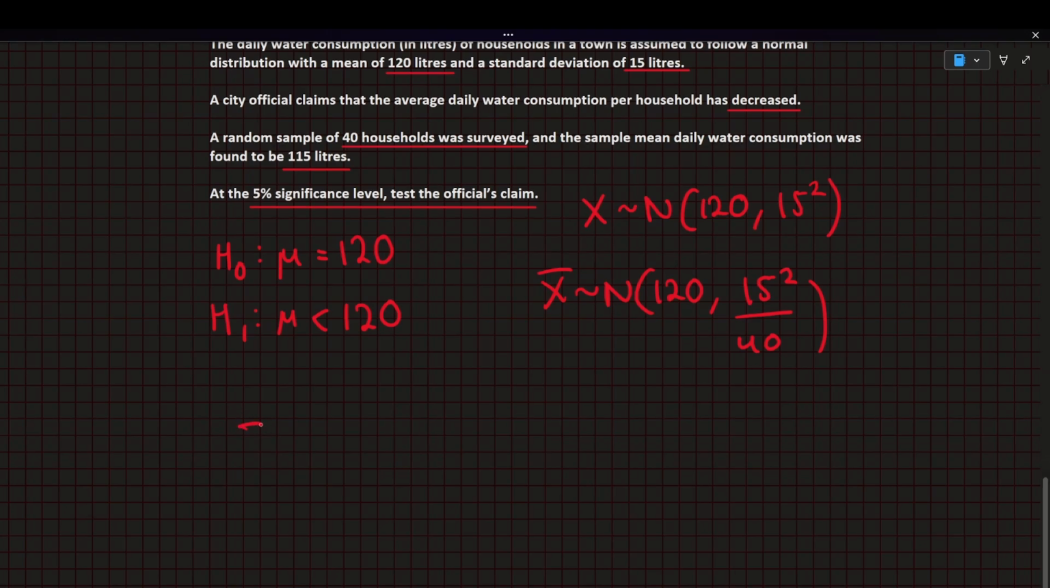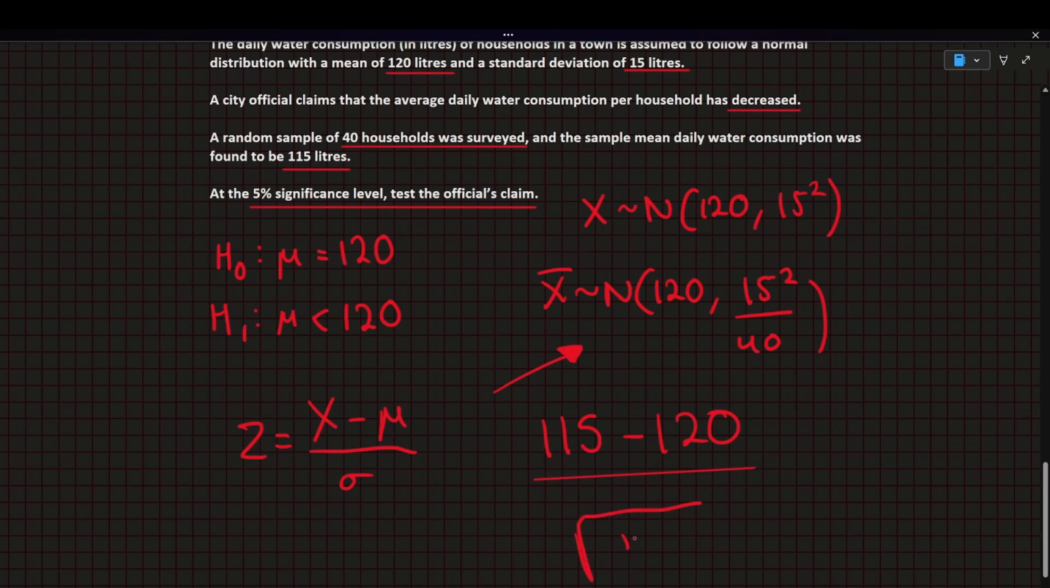So remember the equation, Z equals our value minus our mean divided by our standard deviation. And in the case of this sample mean distribution, our value that we're looking to be less than is 115, and our mean is 120. And our standard deviation is going to be the root of 15 squared over 40. And that equals minus 2.108. We'll do 3 decimal places.